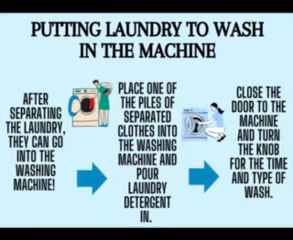After you separate the laundry based on their color, you would put them in the washing machine. You can place one of the piles of separated clothes into the washing machine and pour in all the ingredients that you would require, which would be laundry detergent, fabric softener, or any fragrance beads or crystals that you might be using. Then you would close the door to the machine, turn the knob for a specific type of washing, and then you would go straight to washing your clothes.